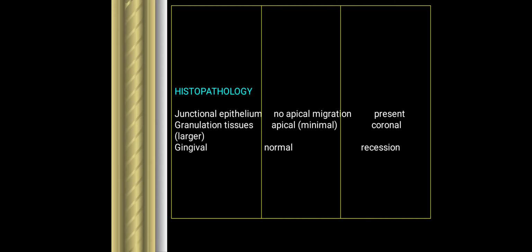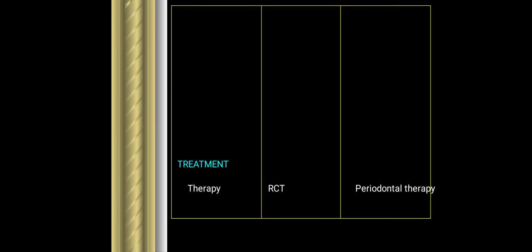Coming to the treatment part, root canal treatment is required in pulpal disease, and periodontal therapy is required in periodontal disease. Sometimes combined therapy will be required. Primarily we have to go for root canal treatment and secondarily periodontal therapy, or in some cases primary periodontal therapy will be required and secondarily root canal therapy will be done.